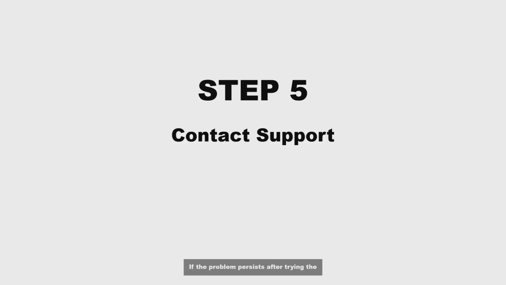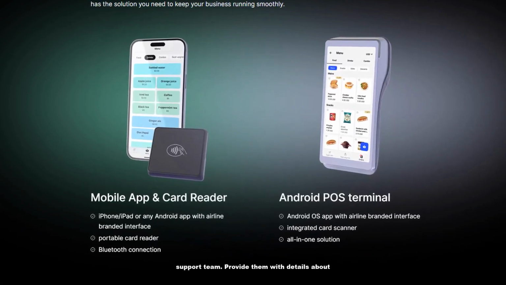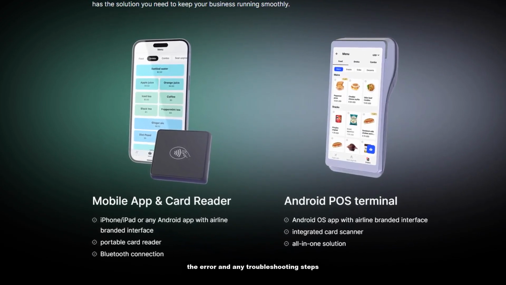Step 5. Contact support. If the problem persists after trying the above steps, reach out to the app and the Air support team. Provide them with details about the error and any troubleshooting steps you've already taken.